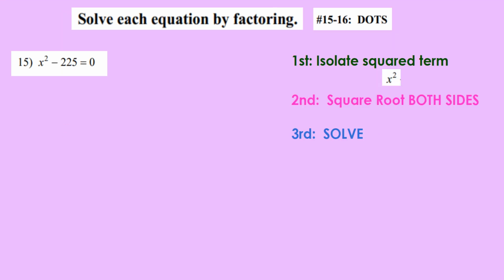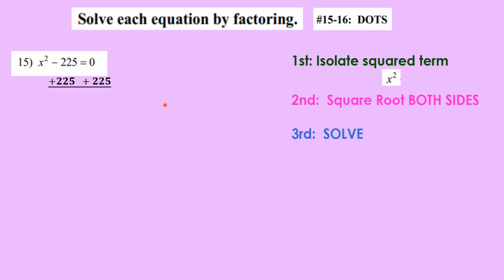Moving along, numbers 15 and 16, we are going to solve the equation by factoring, and we're going to use the dots method. So 15, we have x squared minus 25 equals 0. So first, make sure you isolate the squared term, x squared, p squared, n squared, whatever it is. Okay, that's already done for us. Then we get to square root both sides of the equation.